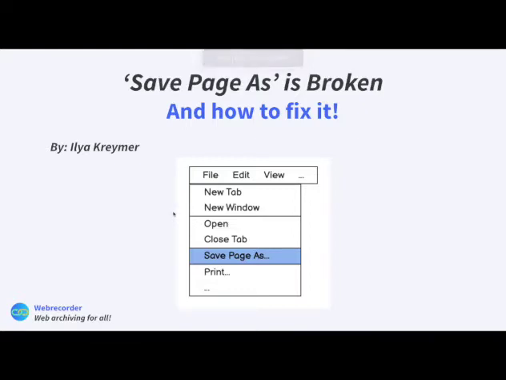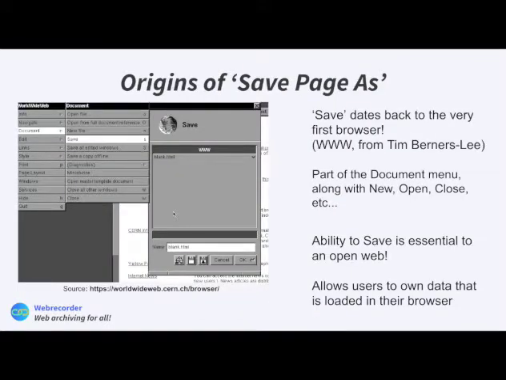Hi, I'm going to talk about how the Save Page As feature is broken in today's browsers and what we can do to fix it. So it turns out that the origins of Save Page As date all the way back to the very first browser, WorldWideWeb, from Tim Berners-Lee. Here you can see the Save option as part of the document menu along with New, Open, Close, and other options. There's actually also an Edit menu here, but that's a separate story.